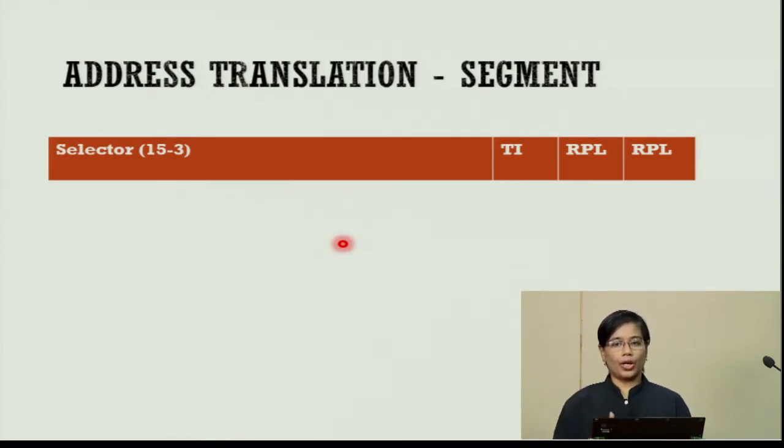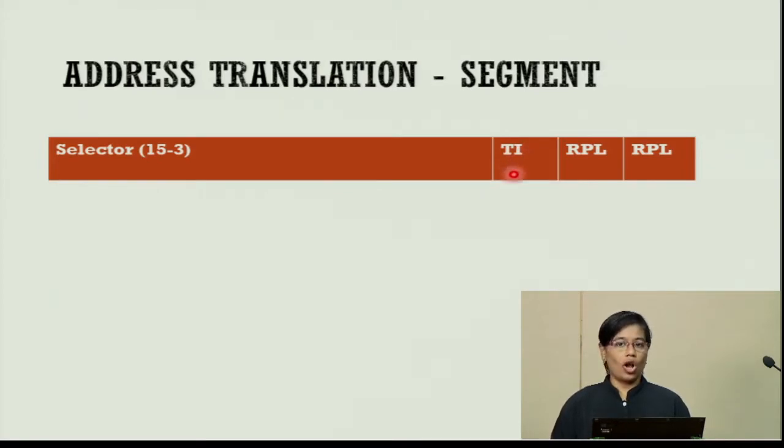The segment in protected mode is actually a selector. A selector is going to point towards an entry in the descriptor table. Whatever the entry is, that is the descriptor, and this descriptor is going to give the address of that segment. If you take the 16 bits present in the segment register, bits number 3 to 15 act as the selector bits. The last 3 bits are going to be used for some other purpose.